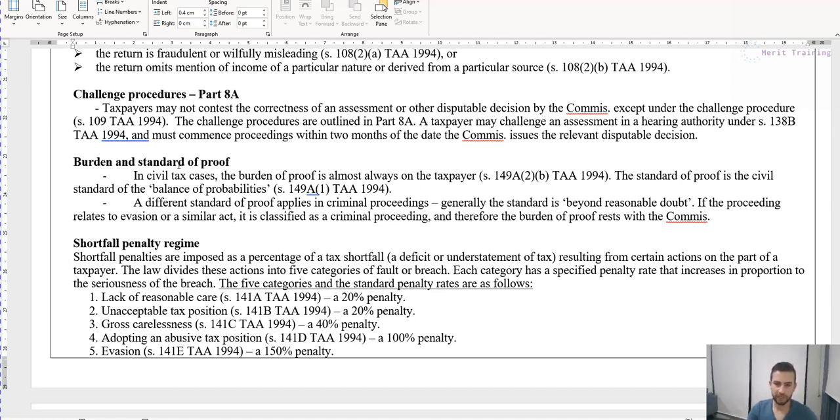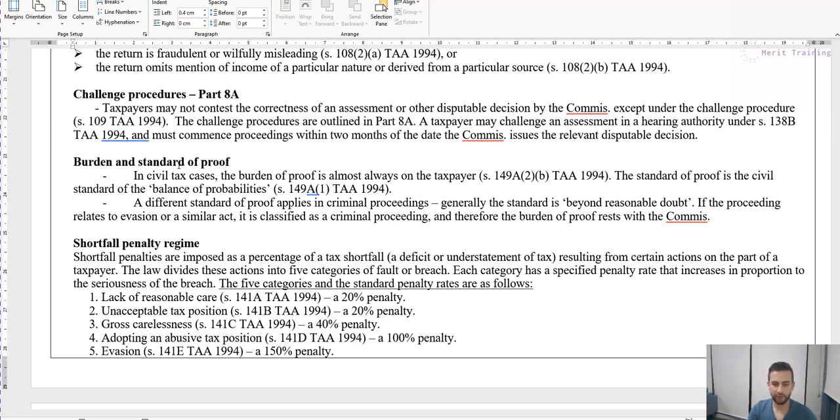And it's interesting because in that case, the burden of proof is on the taxpayer, whereas in a criminal case, the burden of proof rests with the commissioner, which is ideal for the taxpayer because it's hard for the commissioner to prove that an issue exists. Whereas in a civil case, the taxpayer has to prove that it's not an issue, which is a bit harder.